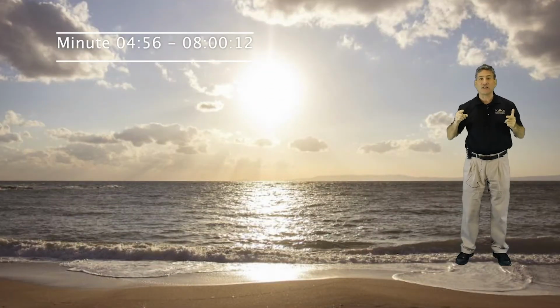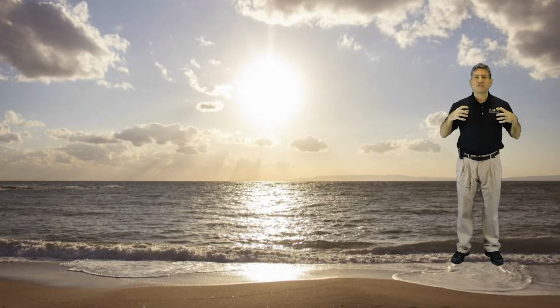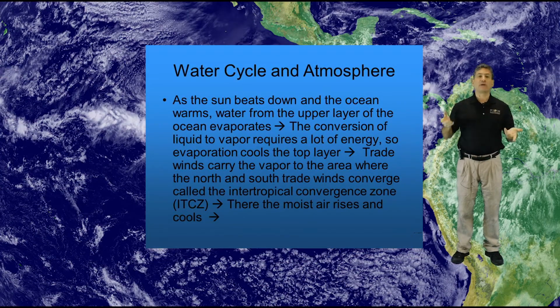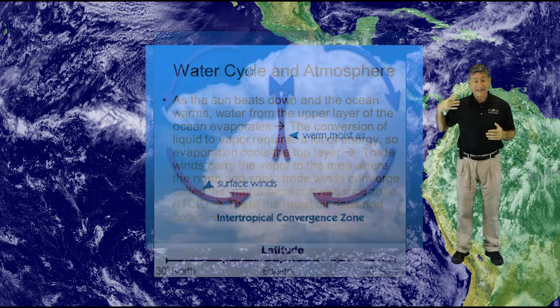Atmospheric circulation. As the sun beats down and the ocean warms, water from the upper layer of the ocean evaporates. The conversion of liquid to vapor requires a lot of energy, so evaporation cools the top layer. Think of how sweat evaporating from your skin cools your body.